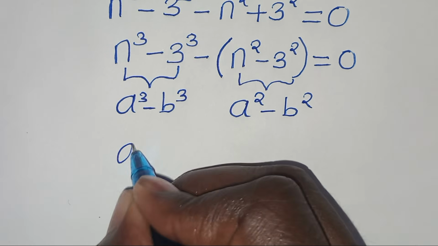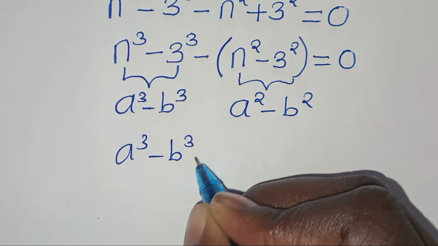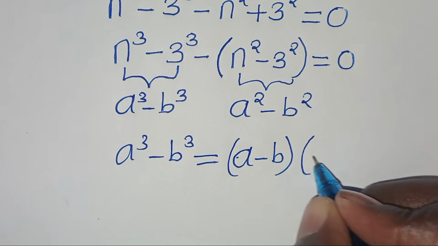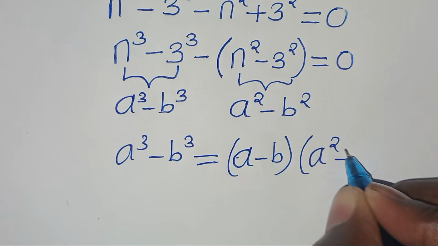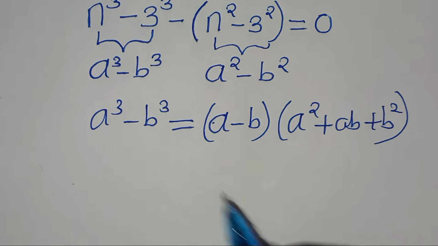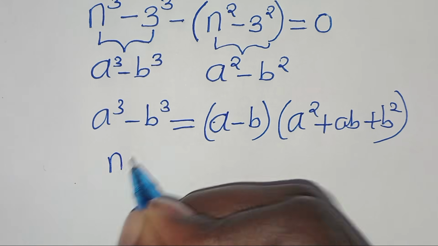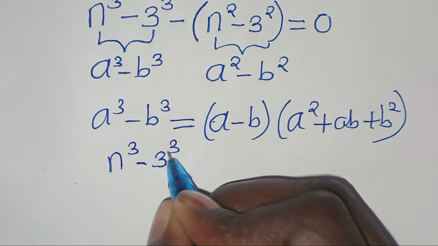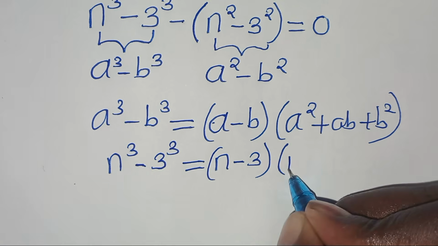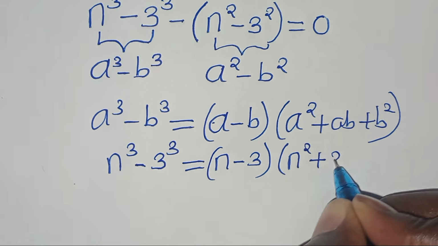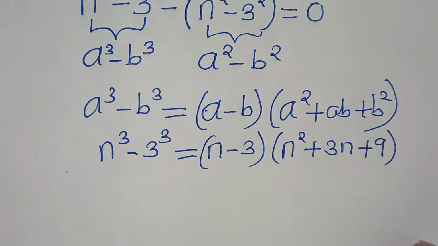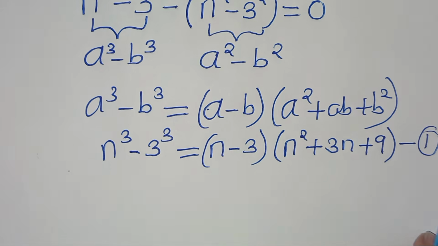Now, a to the power of 3 minus b to the power of 3 is equal to a subtract b into the parenthesis, a to the power of 2 plus a times b, then plus b to the power of 2. Applying this identity, we have n to the power of 3 subtract 3 to the power of 3, the same thing as n minus 3 into the parenthesis, n to the power of 2 plus 3n, then plus 3 to the power of 2, this is 9. Let's call this part 1.